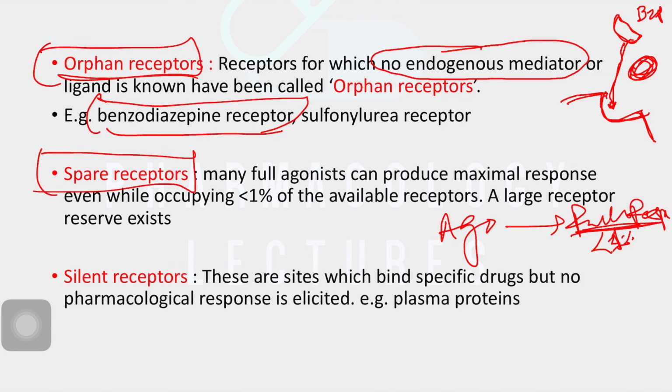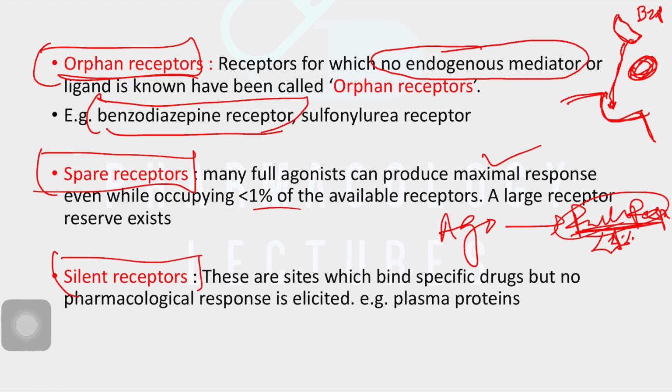These are spare receptors. Still a lot of receptors are left, and still we are getting full response. So that is how the spare receptors concept came into the picture. Many full agonists produce maximum response even while occupying less than 1% of available receptors. There are still a lot of receptors left, but we are getting maximum response with less than 1% occupancy. And that is why those remaining receptors are called spare receptors.